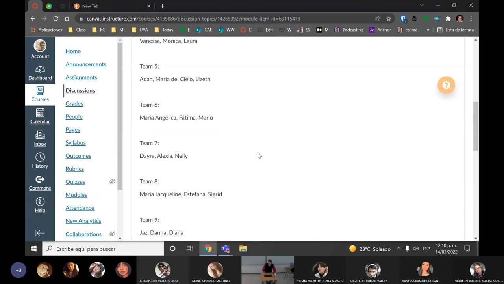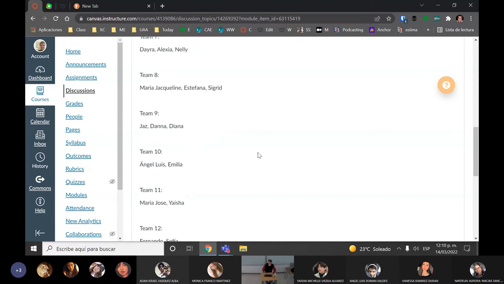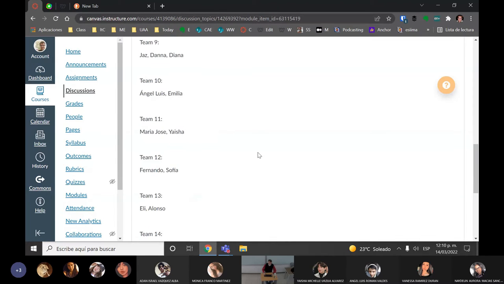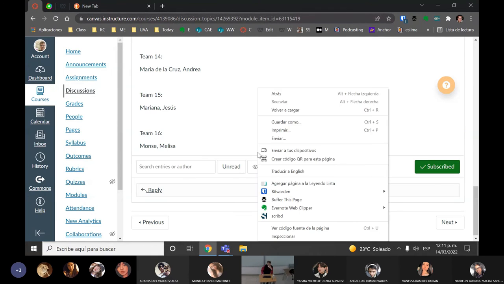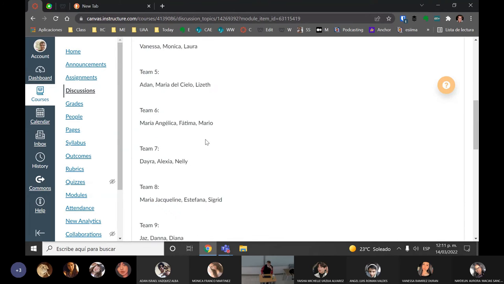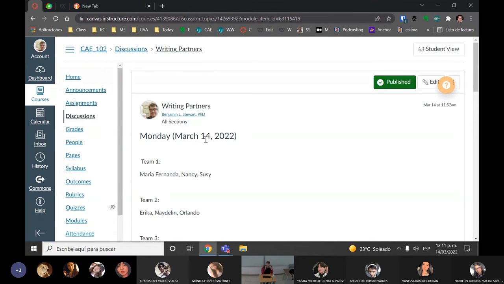If you're looking at my screen, I'm sharing the teams for today. You can find this also in Canvas. If you open up Canvas on your phones, you should be able to access this page. And I'll give you a minute or so to open up the Word documents on your computer. Hopefully you have a computer. I think it's easier if you have a laptop, those of you who are face-to-face.